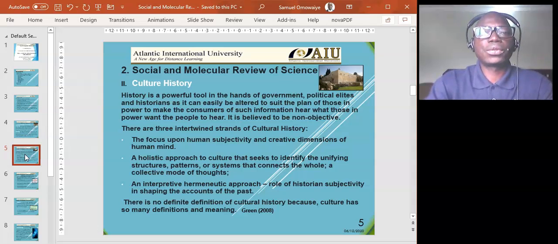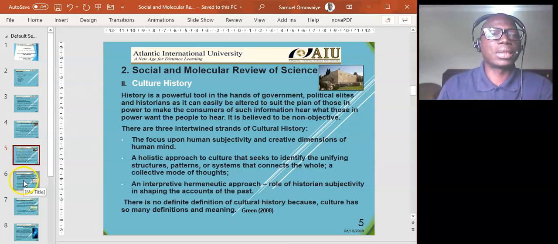There are three intertwined strands of cultural history. 1. The focus upon human subjectivity and the creative dimension of the human mind. 2. A holistic approach to culture that seeks to identify the unifying structures, patterns, or systems that connect the whole, a collective mode of thought. And number 3, an interpretive hermeneutic approach, which is the role of historian subjectivity in shaping the account of the past. There is no definite definition of cultural history because culture has so many definitions and meanings, as per Green 2008.